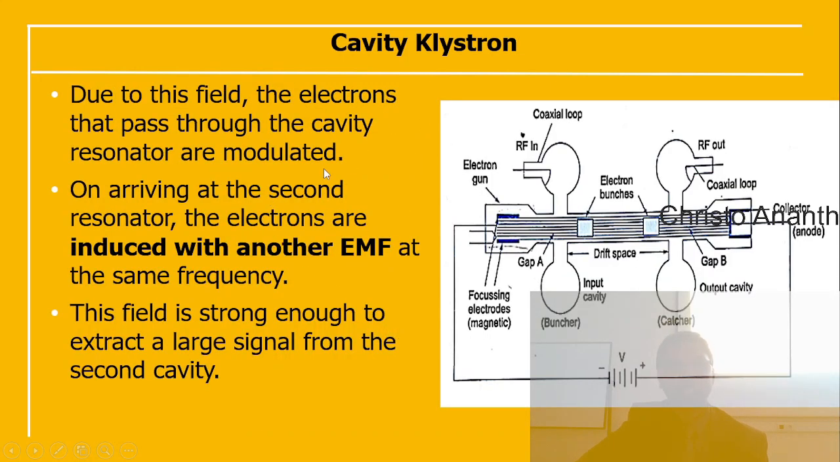Due to this field, the electrons that pass through the cavity resonator are modulated. On arriving at the second resonator, the electrons induce another electromotive force at the same frequency. This field is strong enough to extract the larger signal from the second cavity.